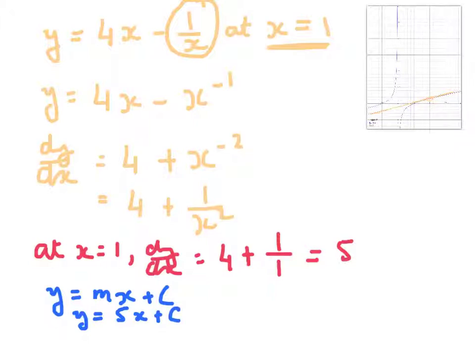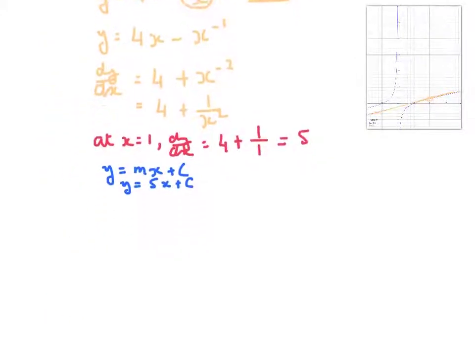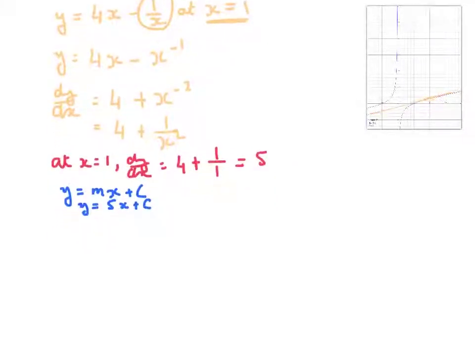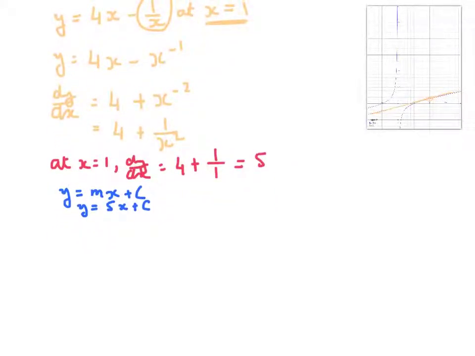Now what I need to do is find a value for c. I know that x is equal to 1, but I don't have a y value, so I've got to go back to my original equation. When x is 1, y is equal to 4 lots of 1 minus 1 on 1, and that's equal to 4 minus 1, which equals 3.